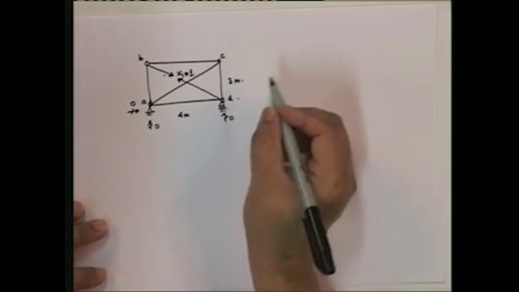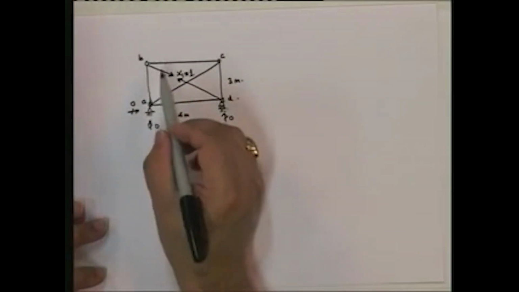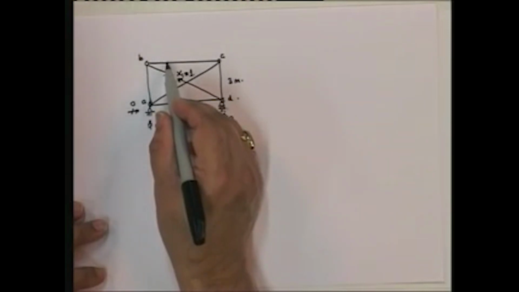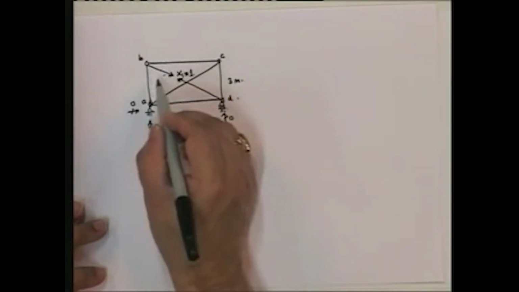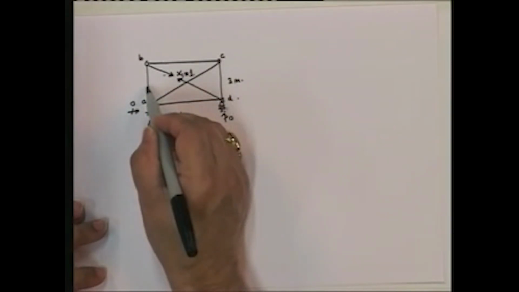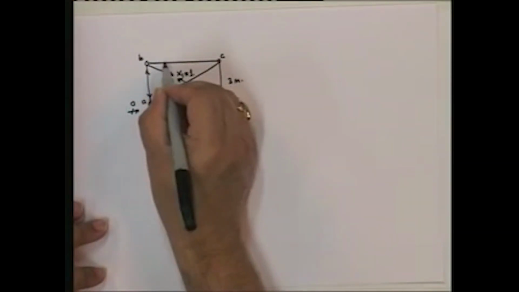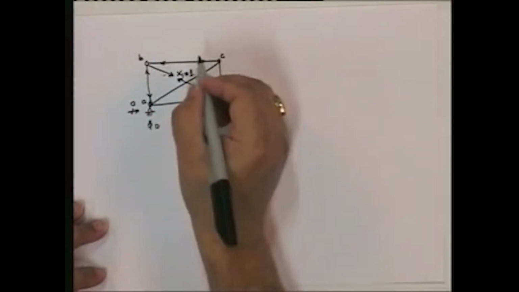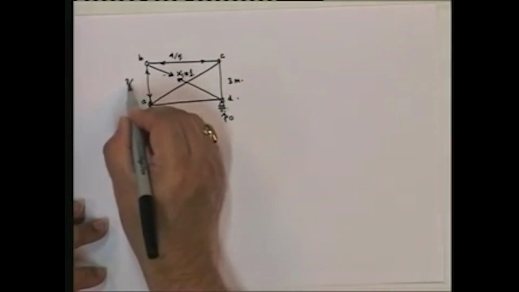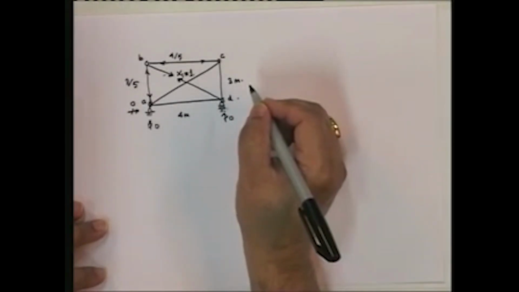Okay? So now I need to find out what the forces in all the members are. Let's go about it. Let me first take joint B. In joint B, what is the force in this member? Look at it. The horizontal component of this plus the force in this member is going to be equal to 0. Then the vertical component of this plus the force in AB is going to be equal to 0. So from this I can find out that this is going to be equal to 4 upon 5. This is going to be equal to 3 upon 5.